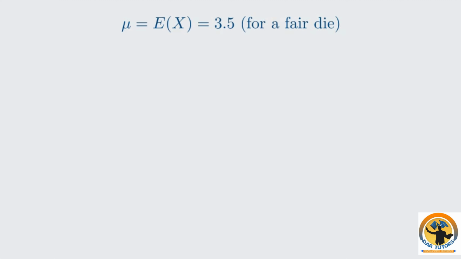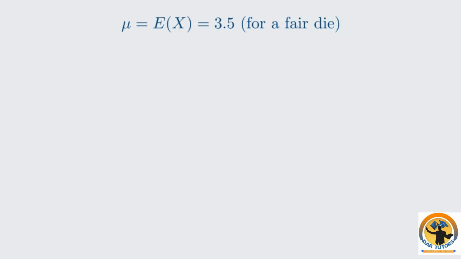However, this number alone doesn't tell us how much the individual outcomes typically deviate from that average. For that, we need measures of spread. This is where variance and standard deviation come in. They quantify the variability or dispersion of the data.